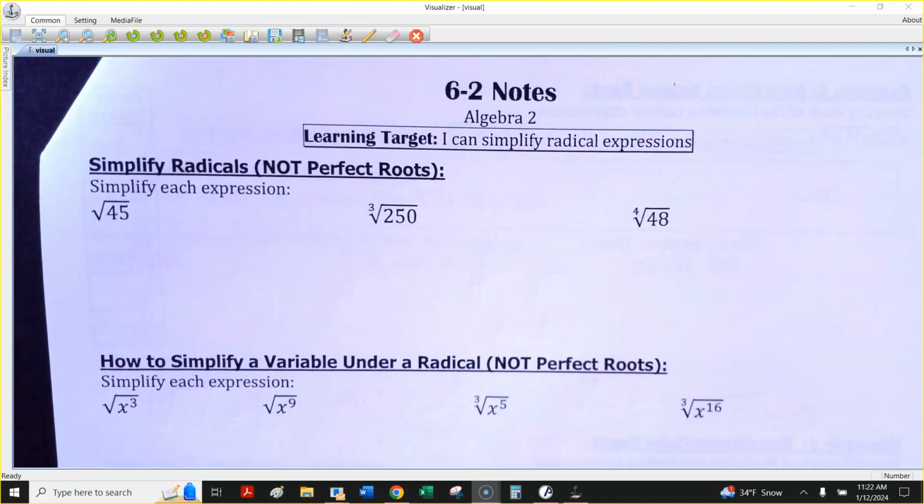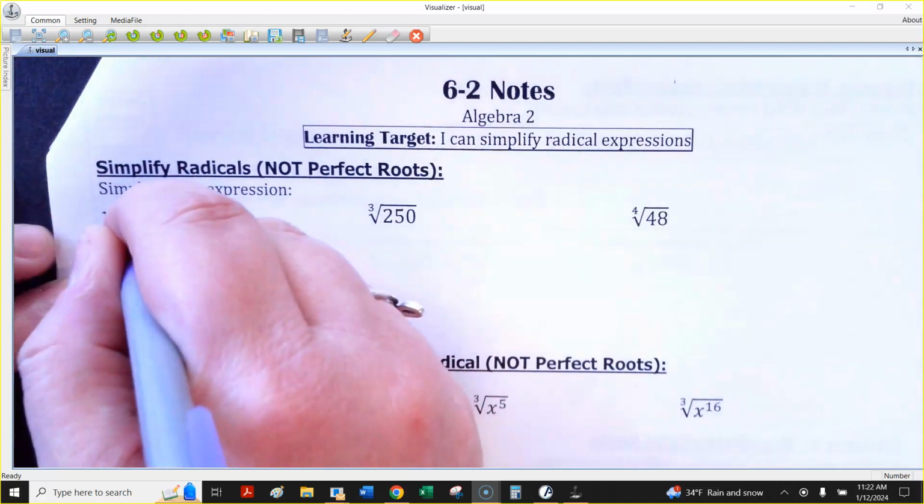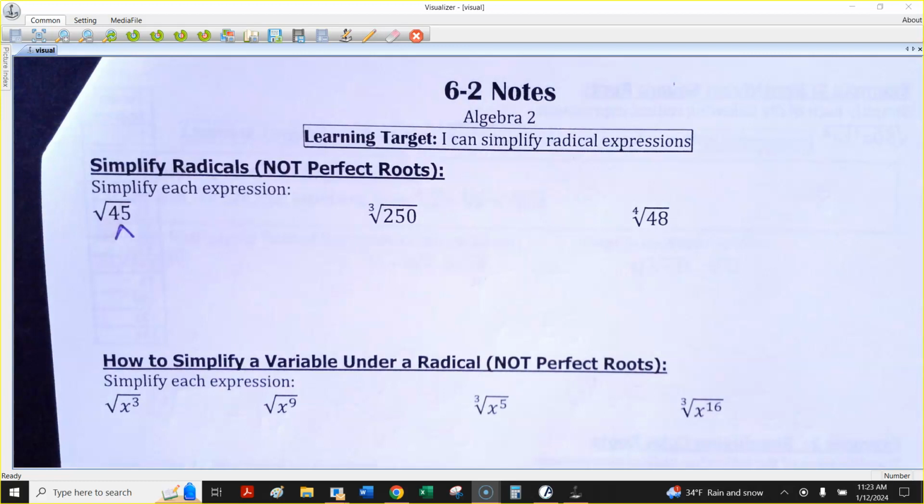I'm just going to break each of these down. None of these are a perfect square, perfect cube, or perfect fourth. They're all going to have something left under the radical. Now, there are tons of different ways to do a factor tree. Somebody tell me two numbers that you multiply together to get 45.